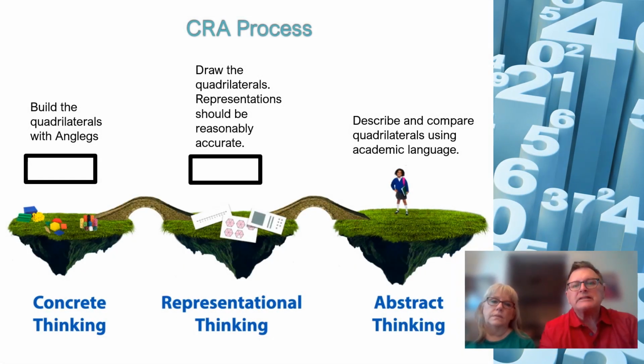So here you see the CRA process with this benchmark. It's really about building the quadrilaterals using tools such as anglegs, and drawing the quadrilaterals. Again, representation should be reasonably accurate. I want to put that there because that is a clarification within this benchmark. And then describe and compare quadrilaterals using all that academic language that we have discussed. And there's a lot of it in this unit, and the last, and unit 14 as well.